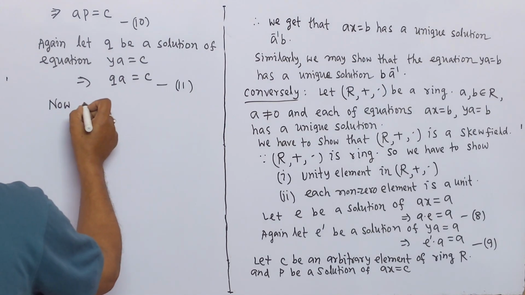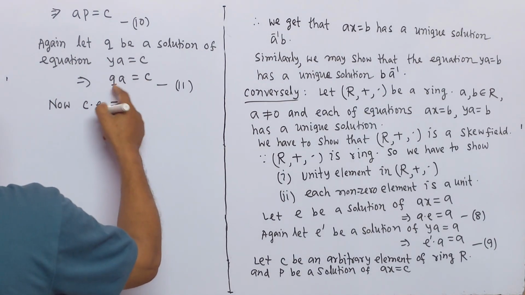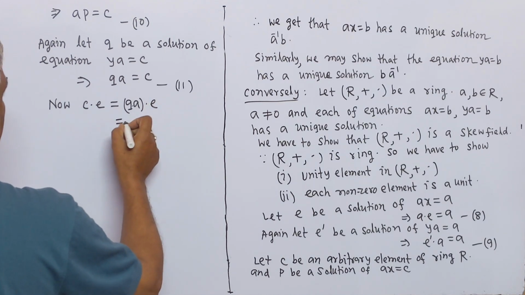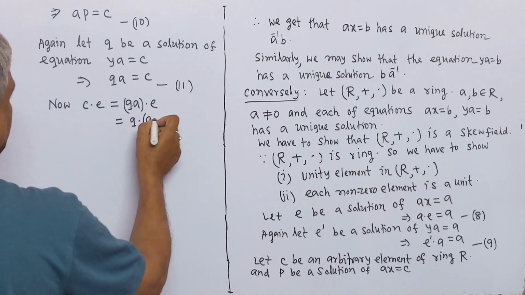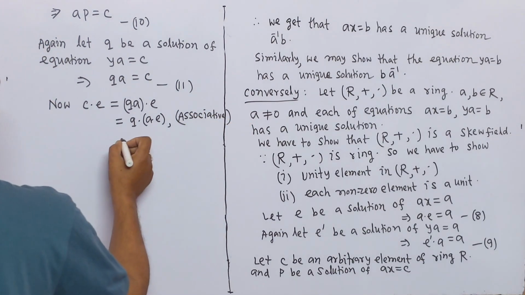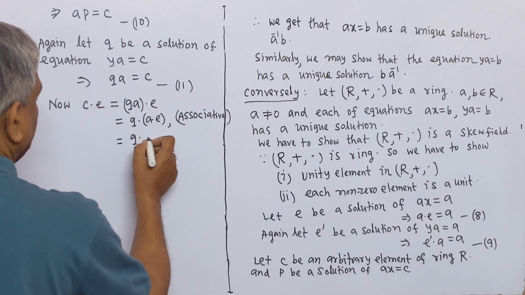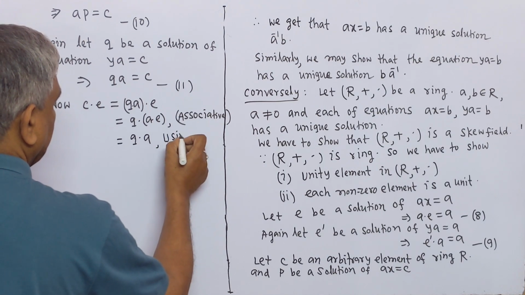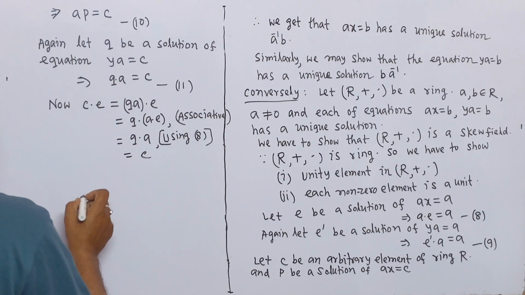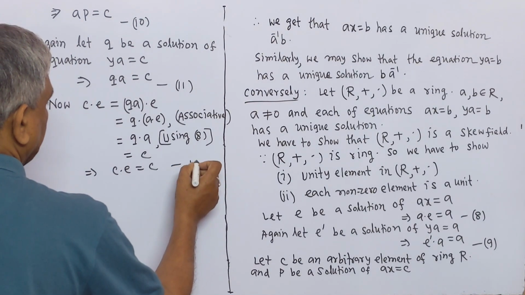Now C multiply E equal to C means here QA multiply E, and this is equal to Q multiply A multiply E, associative law since ring, and A multiply E here is A, Q multiply A using 8, and Q multiply A is C, implies that C multiply E equal to C. This is number 12.